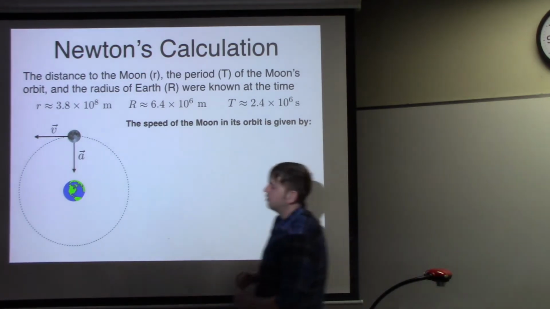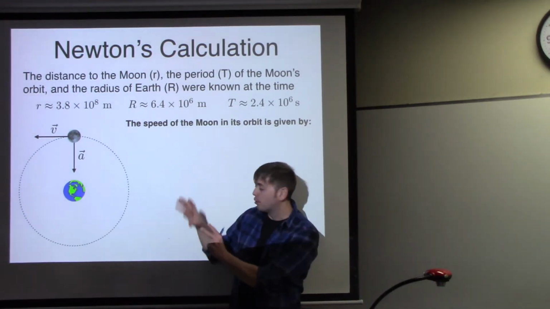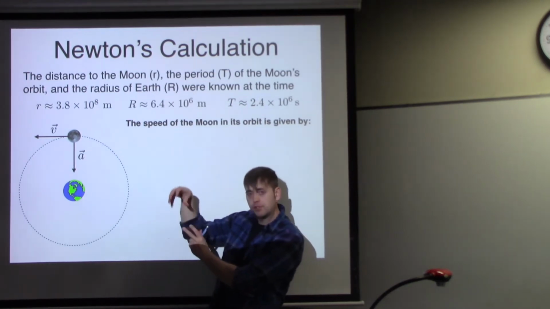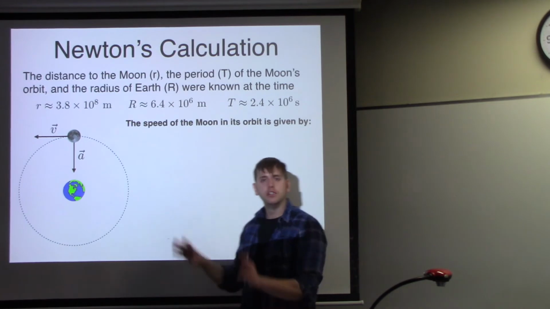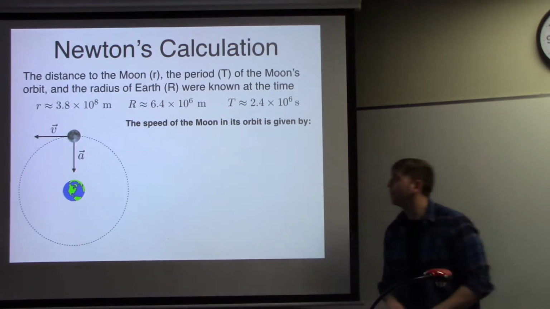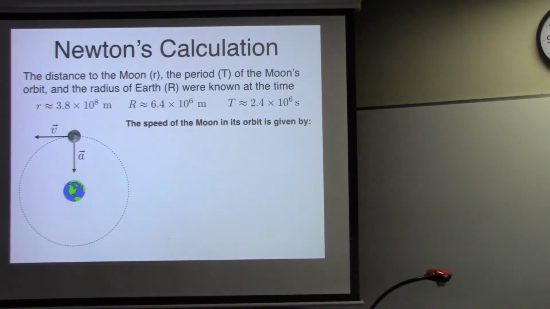Now, real quick, it turns out the moon doesn't move in a perfect circle. It's more of an ellipse, so it's not a perfect circle. But treating it like a perfect circle is close enough for our purposes. Okay? All right, so the first thing we're going to do here is calculate the speed of the moon in its orbit.